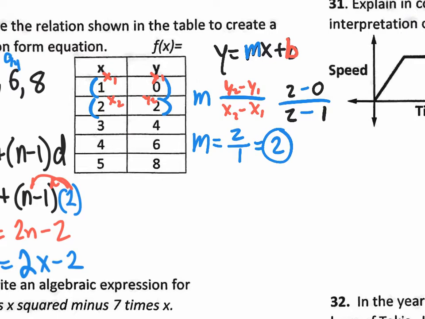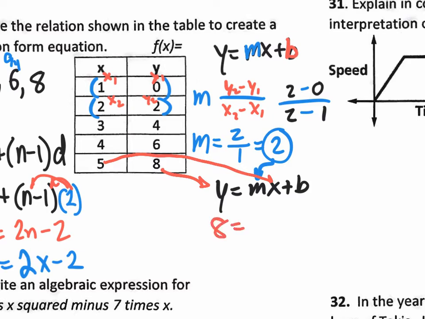Now let's find the b value. Then you could go back to y equals mx plus b, and you could plug in the 2 right into the m because 2 is m. And you could also plug in any coordinate you want into the x value and y value. So let's say you wanted to use the 5 and the 8. You could plug in the 8 for y and the 5 for x, and then you'd have this new equation that would be 8 equals 2 for m times x, which is 5, plus b.